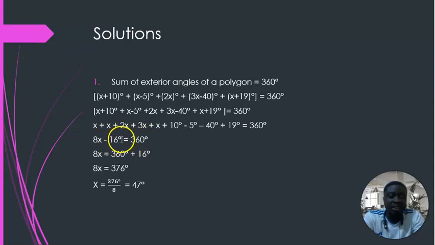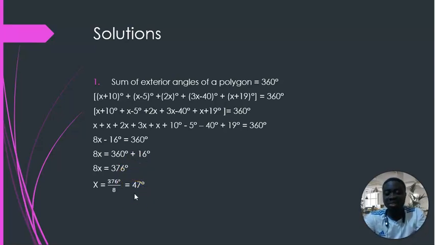So we add 16 to both sides. You add 16 to this side, then we add 16 to this side. Or better still, you can take this negative 16 to the other side, which will change it to positive. So we add it, then you get 8x is equal to 376 degrees. Now x is equal to 376 degrees divided by 8. We are dividing through by the coefficient of x, which is 8. So divide both sides by 8. No, this one will cancel, so we get x is equal to 47 degrees.